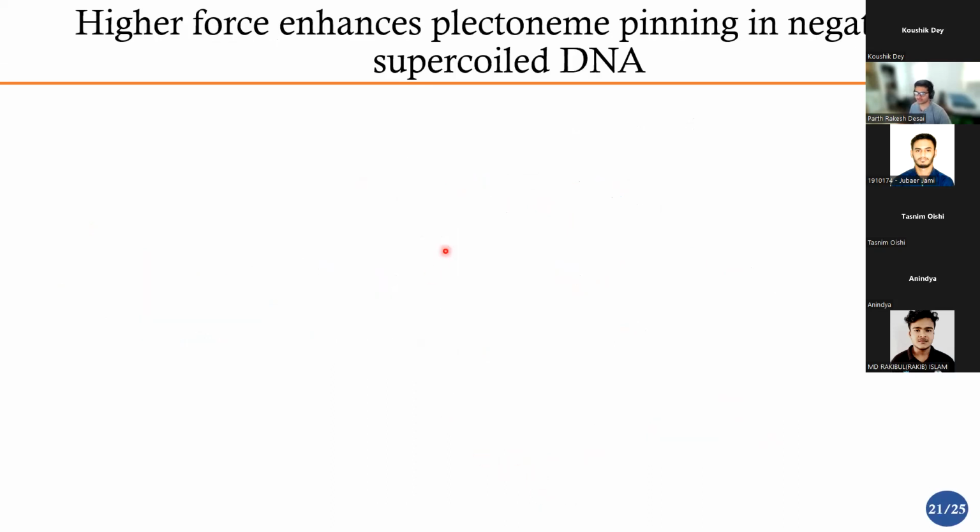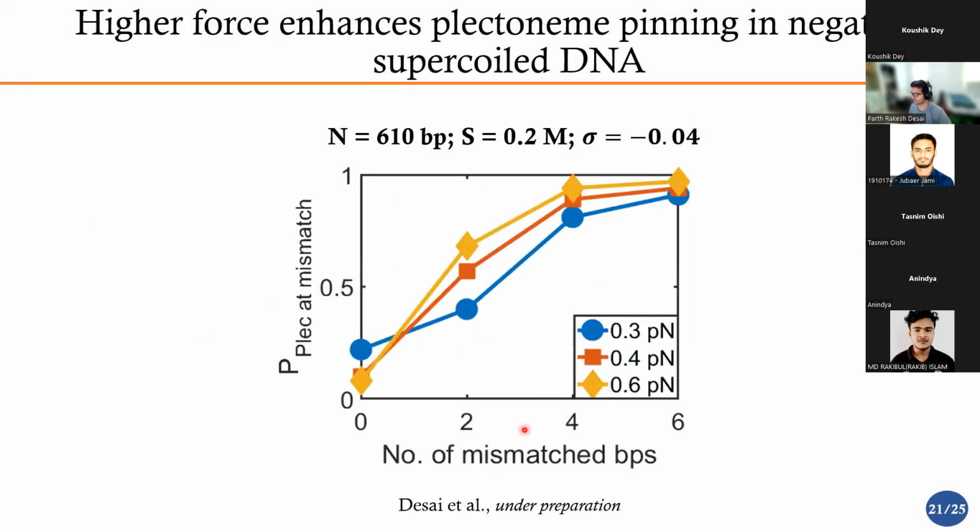And then we also tested different forces to see what happens if you increase the force, right? There we saw that the effect of force is not that significant for the 4 and 6 mismatch cases on the probability of plectoneme pinning, but you do have a significant effect for the 2 mismatch case, right?